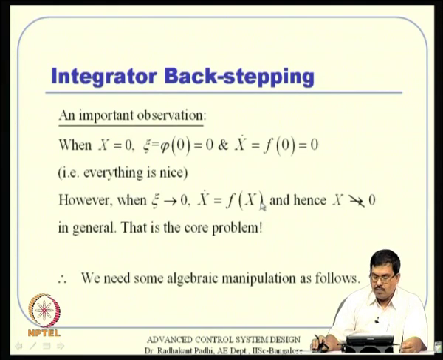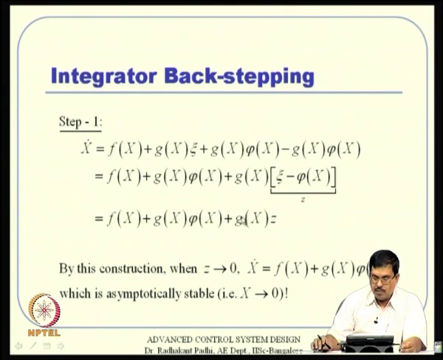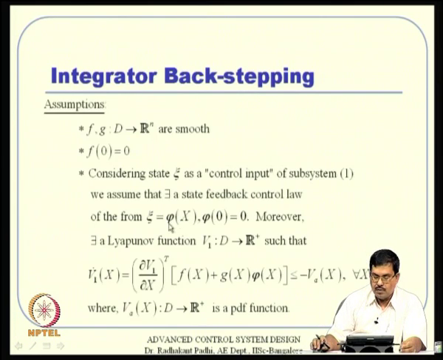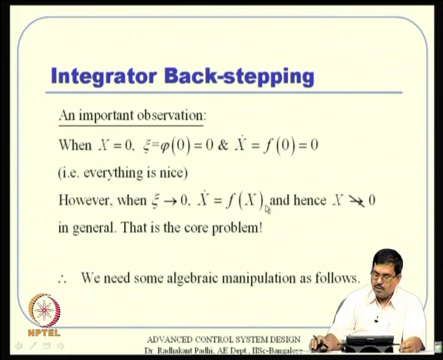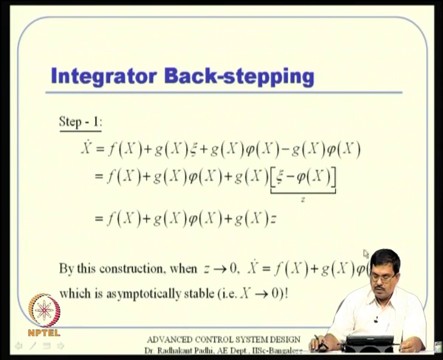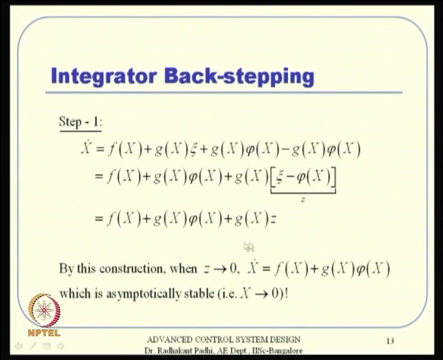Earlier, when xi went to 0, we had a problem. But will the same problem arise now? When you see the system dynamics this way, that means when z goes to 0, the system is no longer only f of x, it is f of x plus g of x times phi of x, and phi of x is already designed appropriately. That means when z goes to 0, the system dynamics is no more a purely open loop system, it is actually a closed loop system, and hence it is asymptotically stable anyway. So x will go to 0.